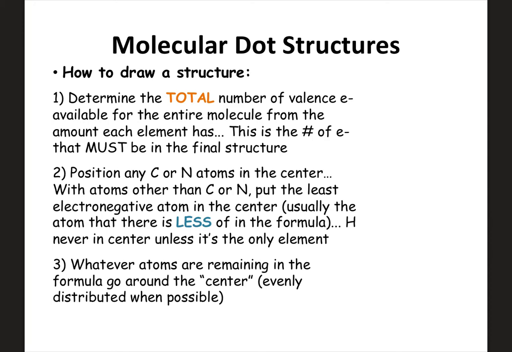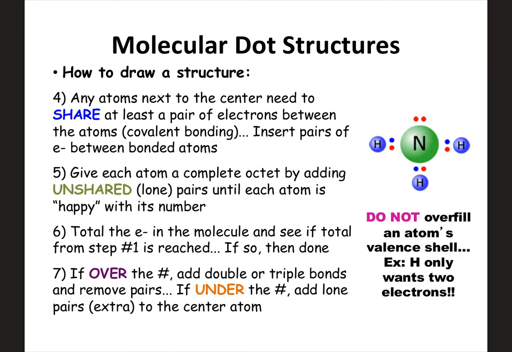Then step three says whatever atoms are remaining go around the center atom, and you try to distribute these atoms that are remaining as evenly as possible. And sometimes you might have a couple atoms being your so-called center here, so we got to be careful with this. So now that you have your atoms placed, all right, any atom you put next to your center needs to share at least a pair of electrons with the center. That's covalent bonding. So you would just draw in pairs of electrons here to show the sharing.